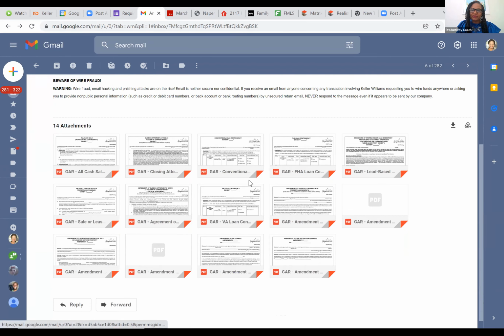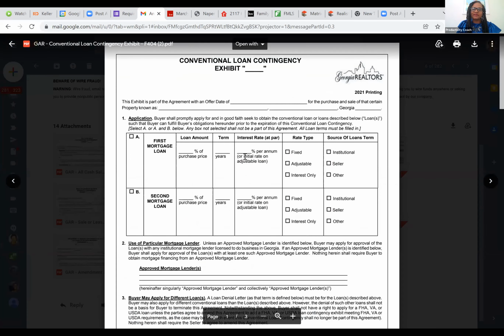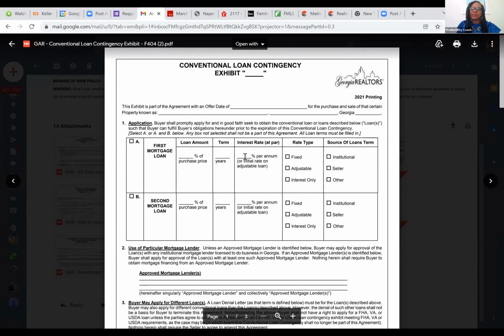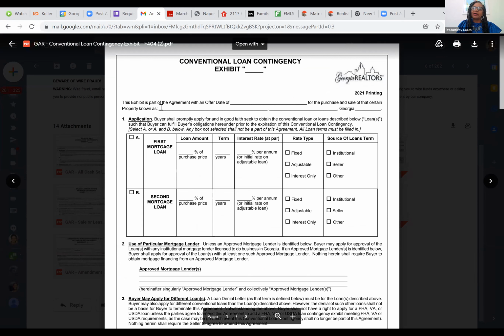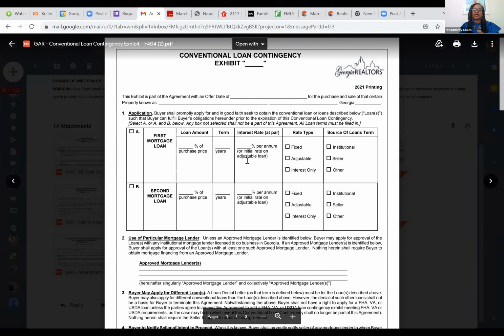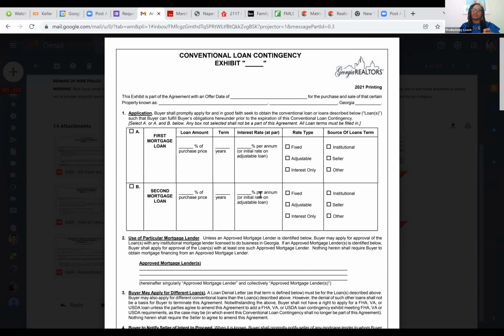For the very, very new people, I just want to show you the difference between the conventional loan and the FHA loan. All right. So first one is conventional. This is not a government-backed loan. Every time you see this exhibit is part of the agreement with an offer date, it is strongly suggested that this goes over with the offer. If it's my listing and it's not a cash buy and this doesn't come over, whether it's going to be a conventional, FHA or VA loan, and we have 30 offers, we probably are going to put this to the side and deal with the other ones.